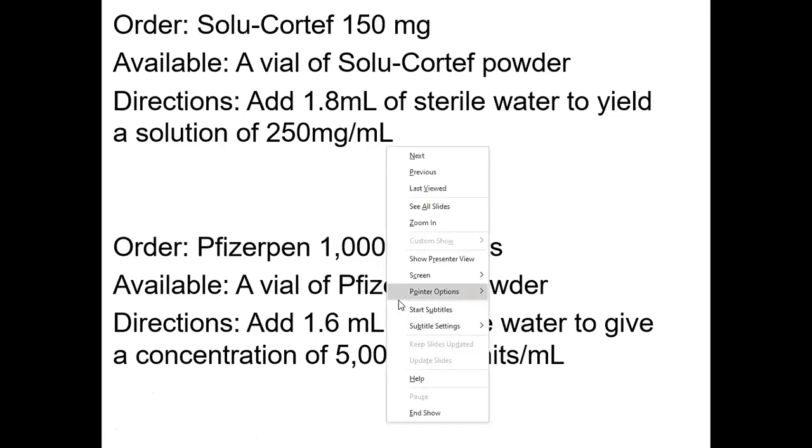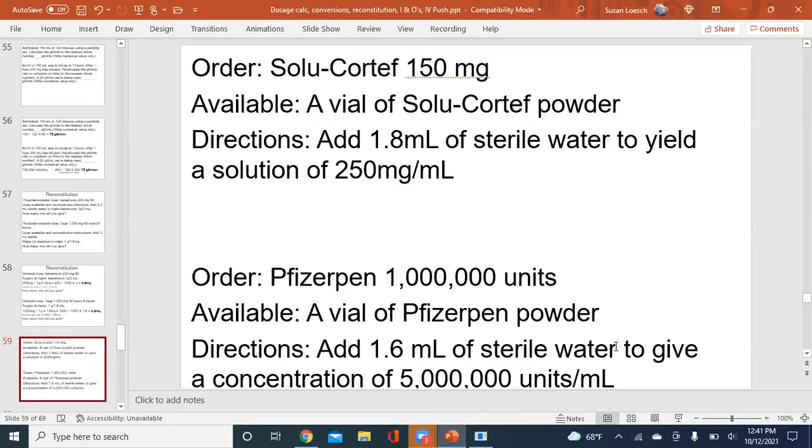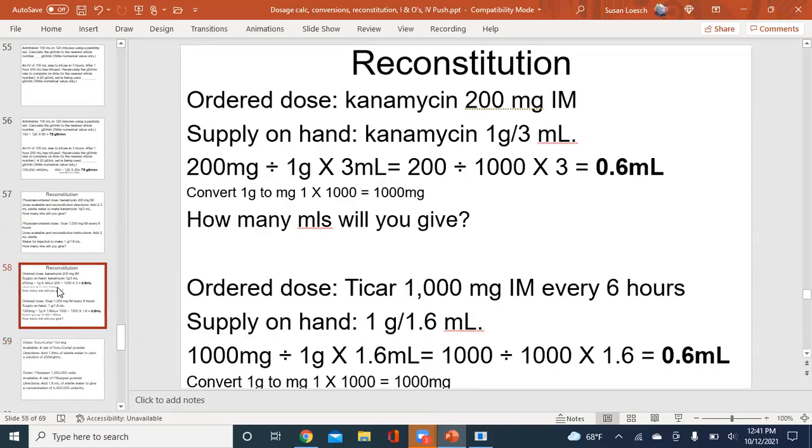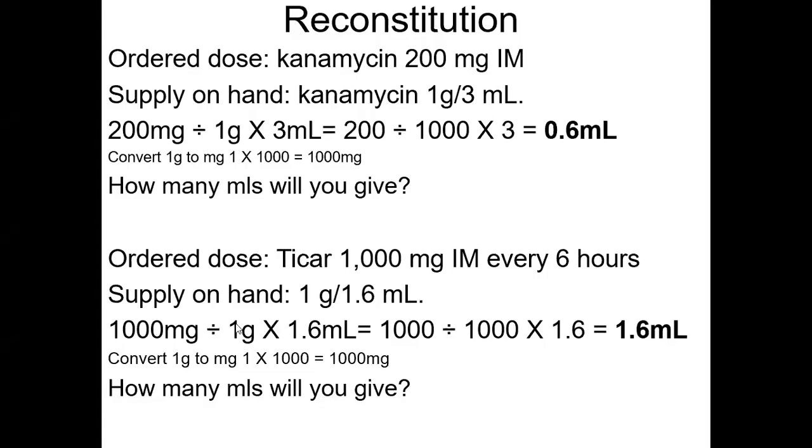I'm sorry, 1.6, that should have been. So it should have been 1.6 mLs. We had 1,000 divided by 1,000, which gave us 1, and then we multiplied the 1 times the 1.6, and that gave us 1.6 mLs.